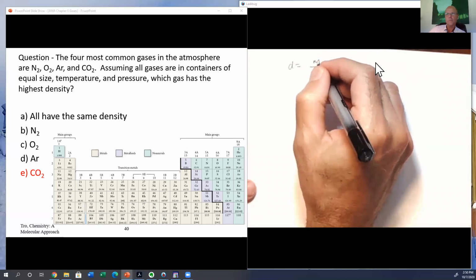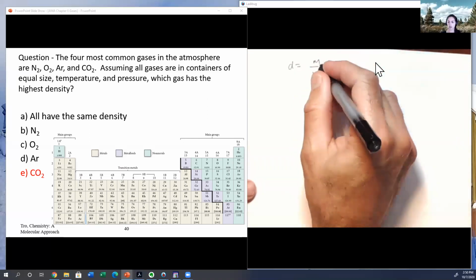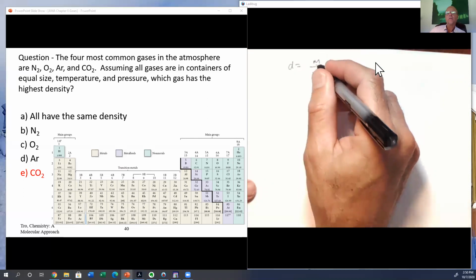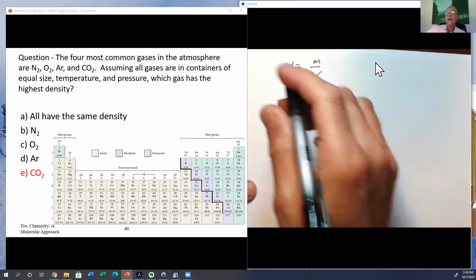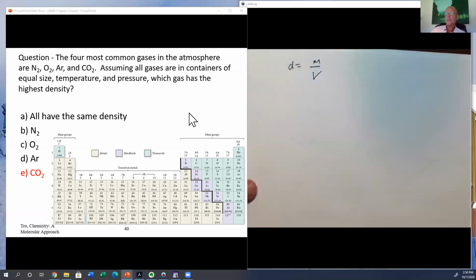No, right? Because which one is going to have the greatest mass? The one that has the greatest molar mass, and that is carbon dioxide, because it has a molar mass of 44. Argon is 39, O2 is 32, and nitrogen is 28. So it has the greatest mass, and therefore it's going to have the greatest density. Okay?